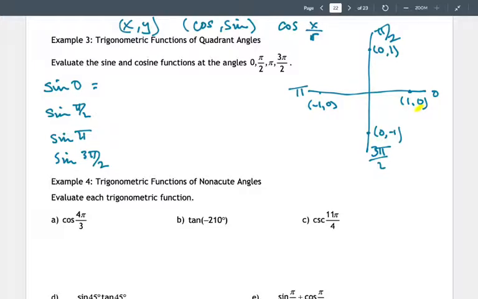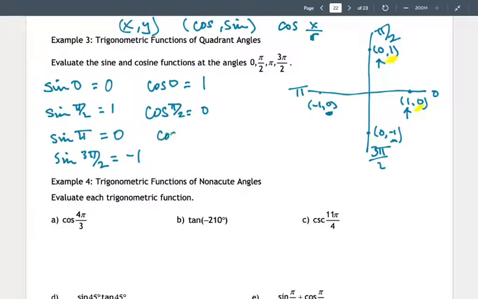So at 0, the y value is 0, so sine will be 0. At pi over 2, the y value is 1, so the sine of pi over 2 is 1. The sine of pi, you look at that y value, it's 0. And then at 3 pi over 2, I'll look at that y value, and it's negative 1. And then I'm going to do the same thing for the cosine. So cosine of 0 is 1 because the x value is 1. Cosine of pi over 2 is 0, because the x value is 0. Cosine of pi equals negative 1. And then cosine of 3 pi over 2 equals 0.